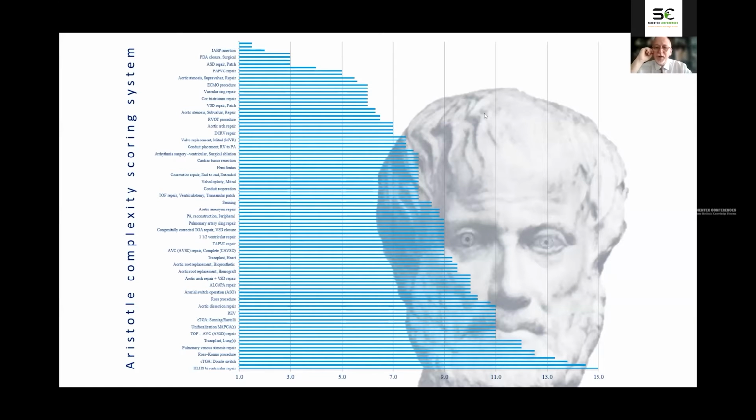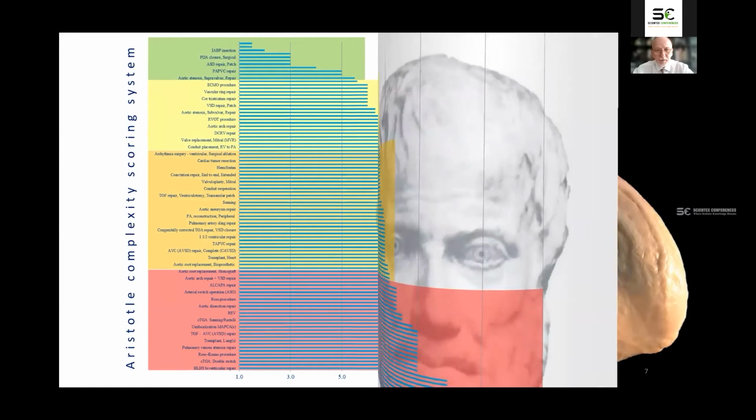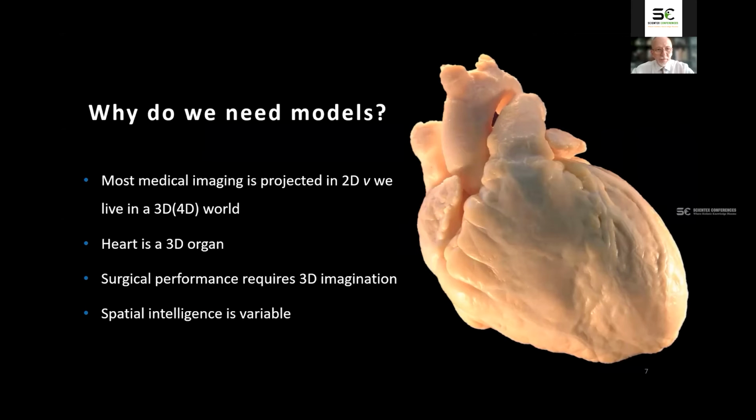complexity risk of our procedures. You could see that the majority of our procedures here, represented in the orange and the red bars, are complex or even the most complex ones. So why do we need models?